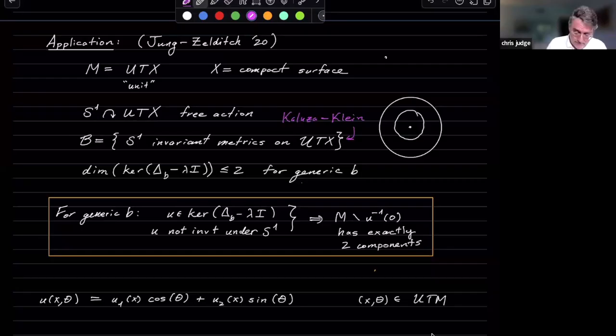And using this other theory of Uhlenbeck, they're able to prove that for the generic S1 invariant metric, if u is an eigenfunction that is not invariant under S1, then the nodal domains, there are exactly 2 of them, exactly 2 nodal domains. And it is just an amazing result.